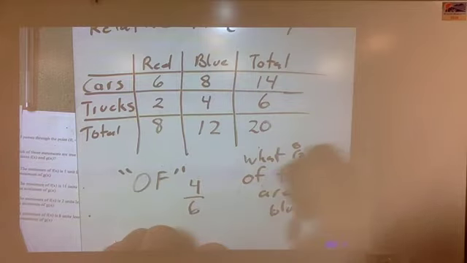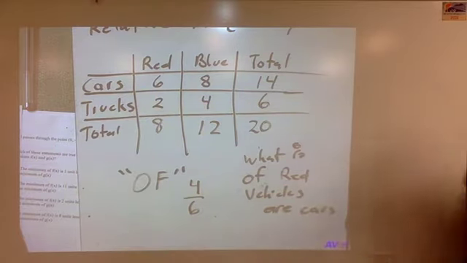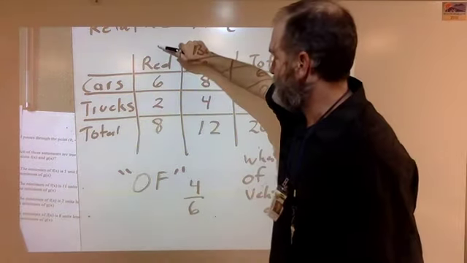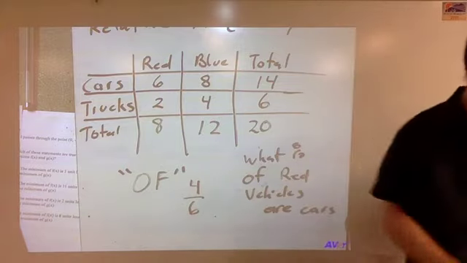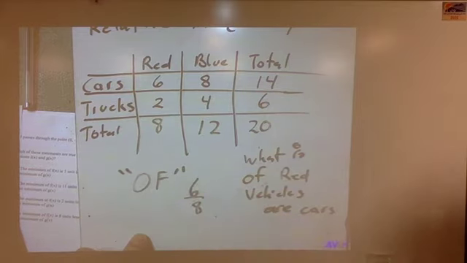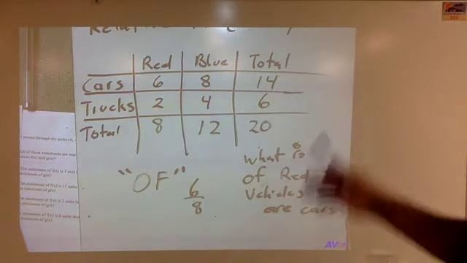All right, what percentage of red vehicles are cars? So red vehicles, that would be this column. There's 8 red vehicles. Of those 8 red vehicles, how many are cars? 6 of them. So that's 3/4, which would be 75%. And that's how you do these problems.